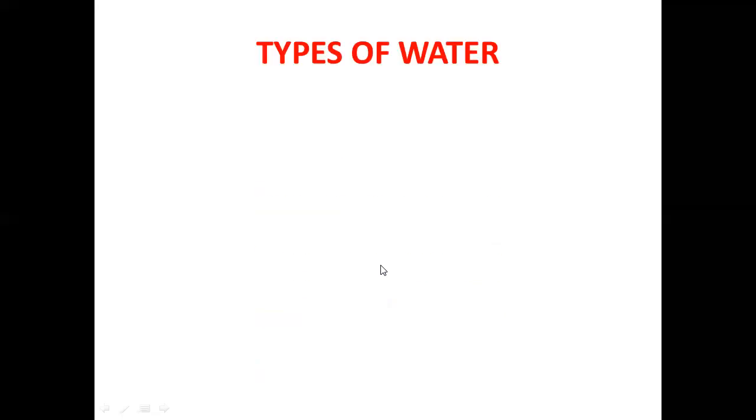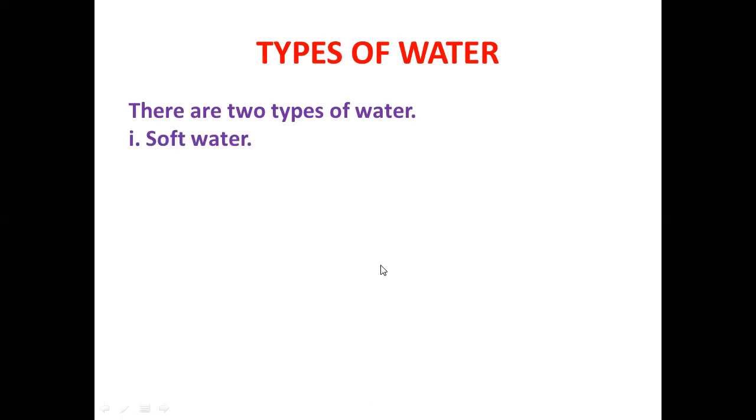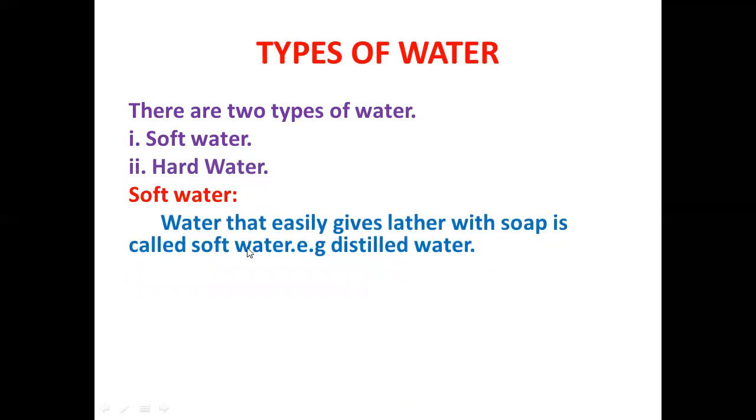Let us do the first topic, that is about the types of water. How many types of water are there? There are two types of water, soft water and hard water. What is soft water? Water that easily gives lather with soap is called soft water. Lather with soap means we make foam with soap. An example is distilled water. As distilled water does not have any contamination or ions in it, that water can make lather or foam easily with soap.